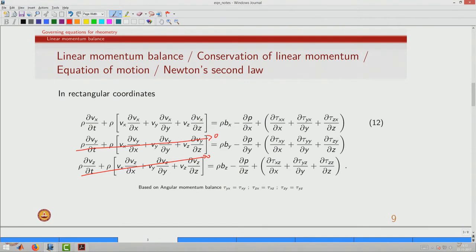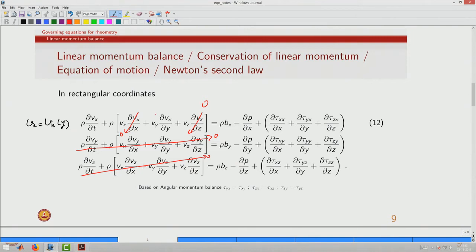So, therefore, we do not really have any terms which are associated with Vy and Vz. Now, similarly, just to remind ourselves, we are saying that Vx is a function of y only. So, in that case, terms like this are also going to 0, and this also going to 0.